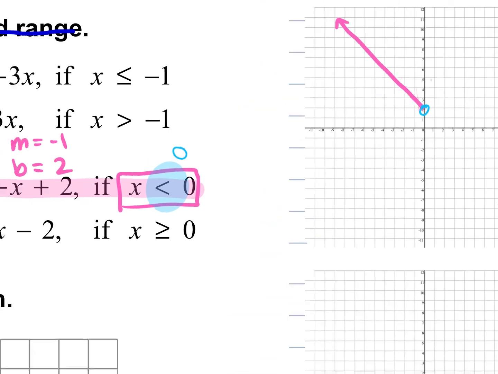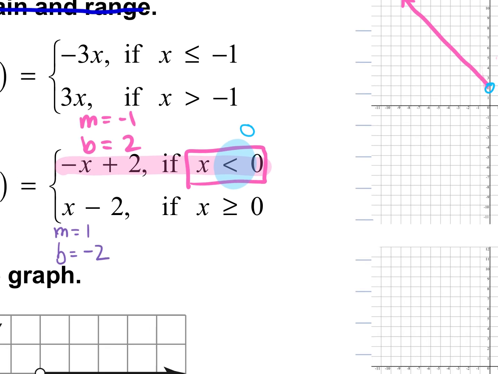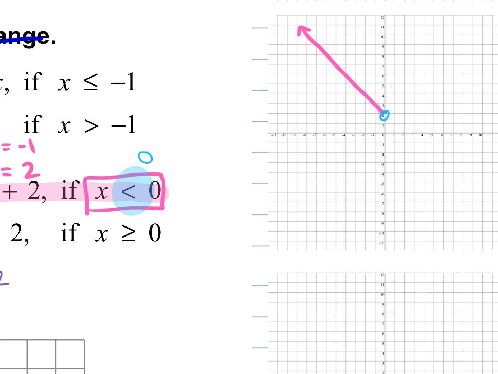Okay, let's do the second piece. For the second piece, what's my slope? 1. What's my b? Negative 2. What would I put first on my graph? A point at -2. Always graph your y-intercept first.